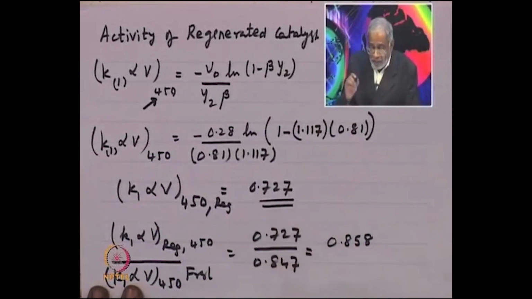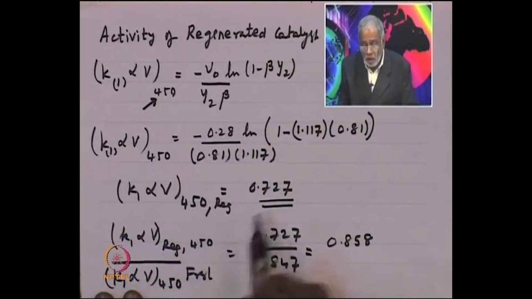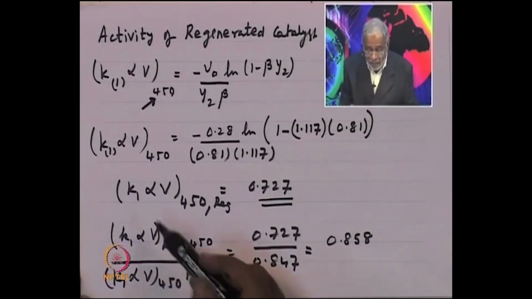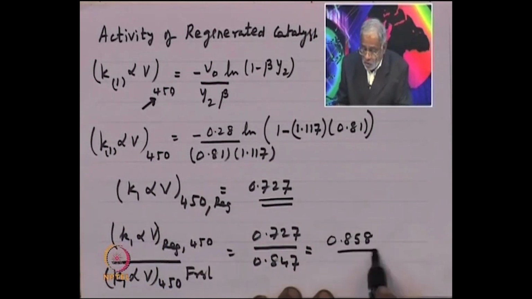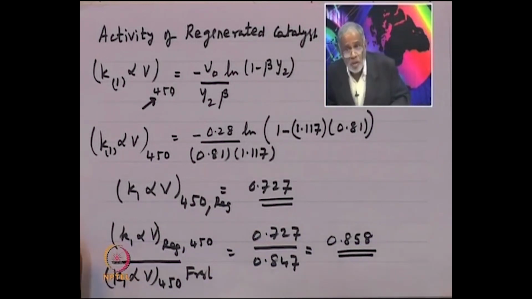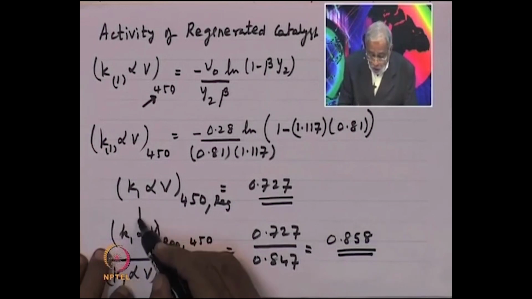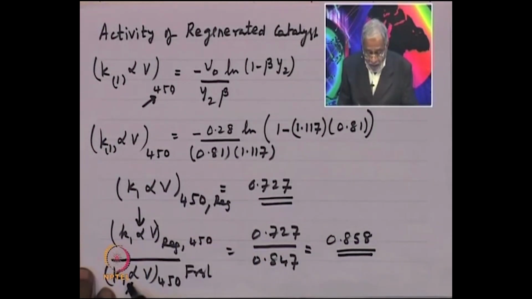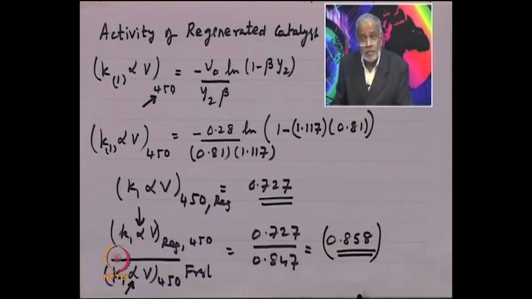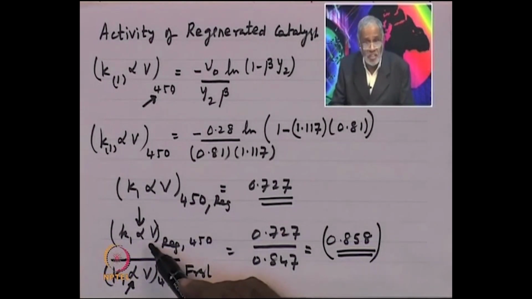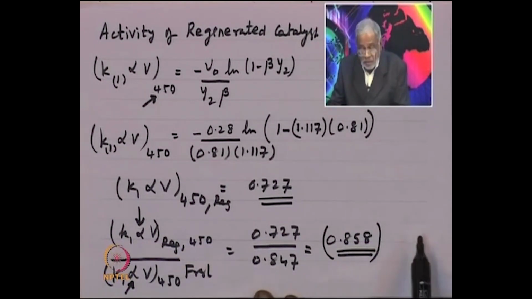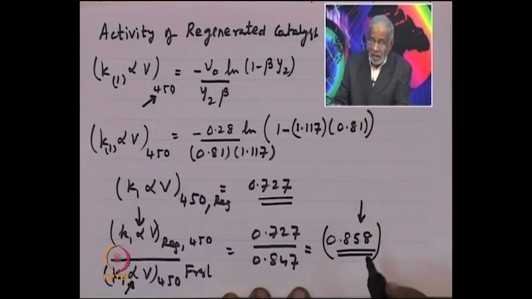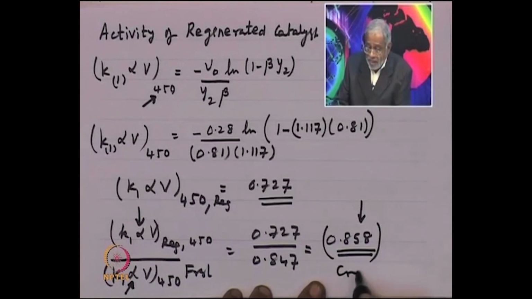When you calculate, we find that K1 alpha V at 450 turns out to be 0.727. Therefore, we can compare the K1 alpha at 450 with fresh catalyst, that turns out to be 0.858. In other words, the activity of regenerated catalyst in relation to activity of fresh catalyst, both at the same temperature, is not 0.9. We said we can accept the regeneration process if the activity is 0.9 or higher. Now, it is only 0.858, and therefore, criteria 1 is not satisfied. Okay. So, that is the first point that we recognize.